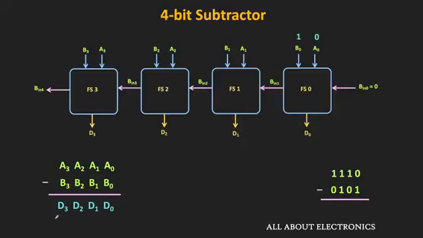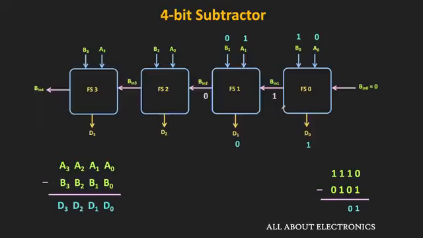equal to 0, while this B0 is equal to 1, while the incoming borrow is already equal to 0. So here, 0 minus 1 is equal to 1, and the output borrow will also be equal to 1. Now in the next column, A1 is equal to 1, while B1 is equal to 0, and the incoming borrow is also equal to 1. So here, 1 minus 0 is equal to 1, and 1 minus 1 is equal to 0. That means the difference is equal to 0, while the borrow is also equal to 0.